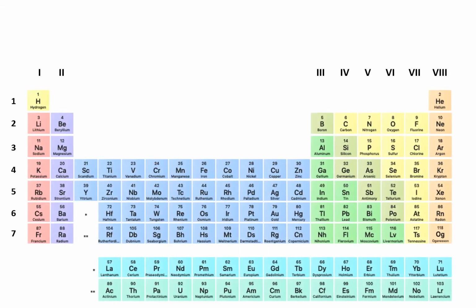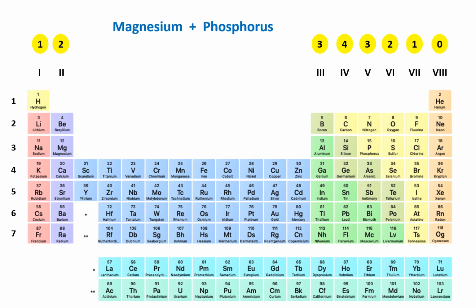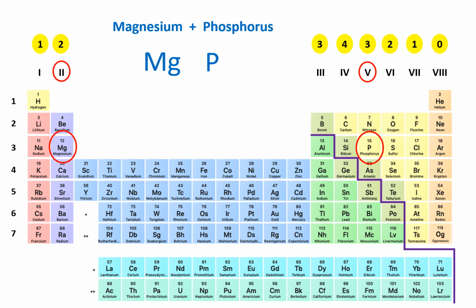Set up the periodic table. Magnesium is in group 2. Its symbol is Mg. Phosphorus is in group 5. Its symbol is P. Confirm that the metal comes first. The number 2 is placed as a superscript for Mg, and the number 3, obtained from 8 minus the group number 5, is placed as a superscript for P. Cross over the two superscripts.